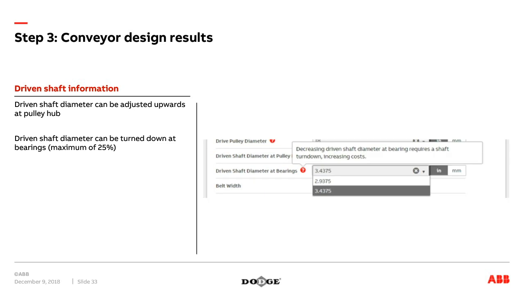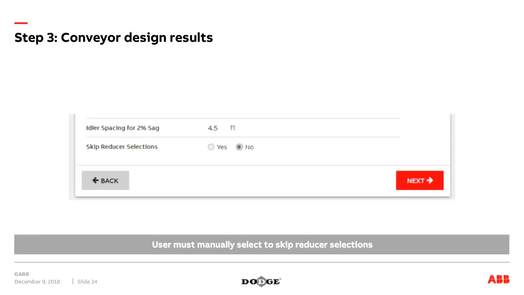Driven shaft diameter can be adjusted upwards at the pulley hub. And also the driven shaft diameter can be turned down at the bearings, but the maximum turn down we recommend is 25% of the diameter. It's also going to offer recommendations for when those opportunities are available.